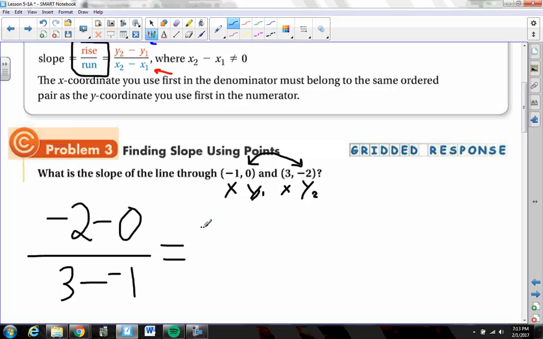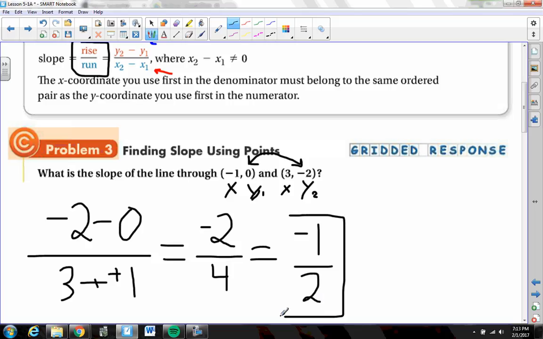What I end up with here is -2 over 3 minus a -1, which is like adding a positive 1. 3 plus 1 is 4. Okay, 3 plus 1 is 4. And -2 over 4 we can reduce slightly down to -1 over 2. And that is my slope fraction. I found it just by subtracting the two y coordinates and the two x coordinates and then making a fraction out of them and reducing. Okay?